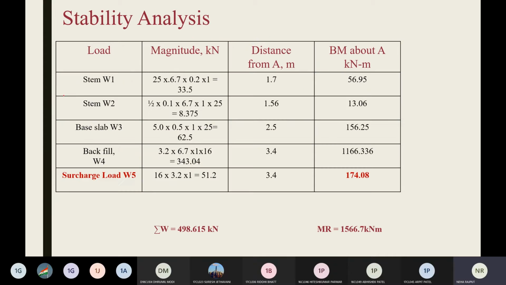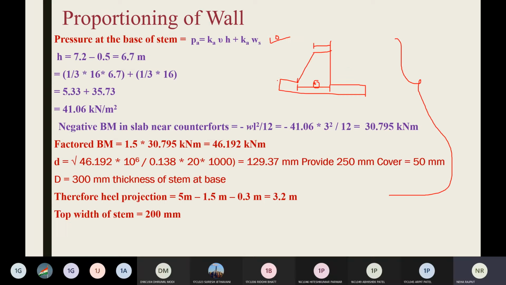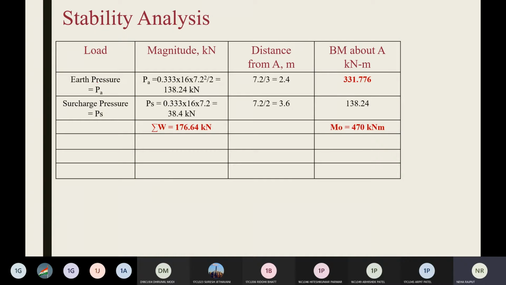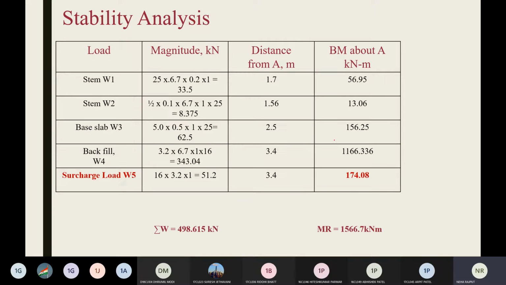Then after you need to go with the stability analysis. You need to make this table: load, magnitude, distance, and bending moment at A point. A point means this point. At this point you are going to find the stability, so that you can find the overturning pressure, earth pressure, and surcharge pressure both. So this will give the overturning moment. This is your resisting moment.